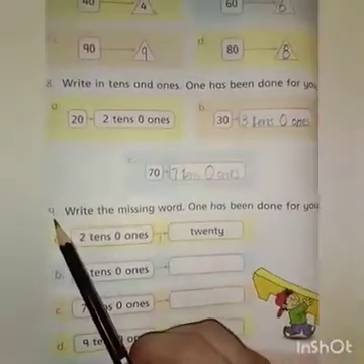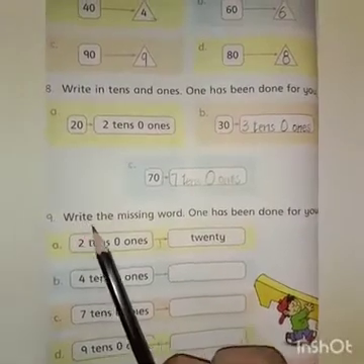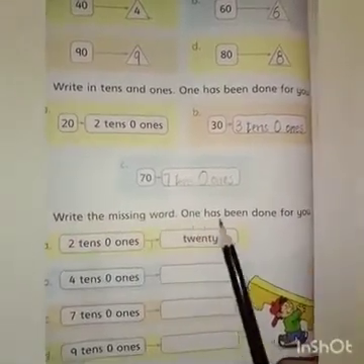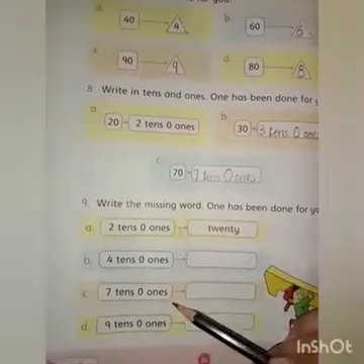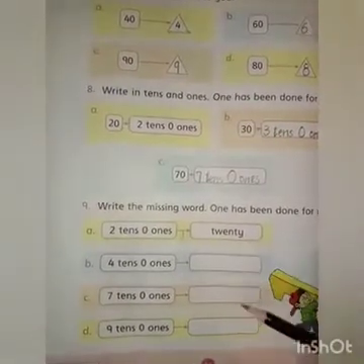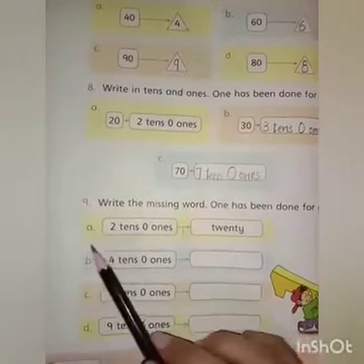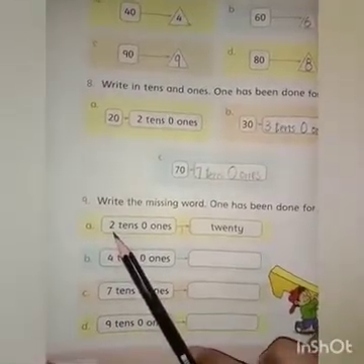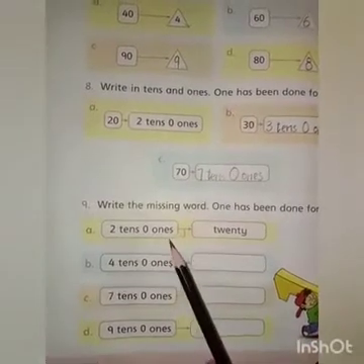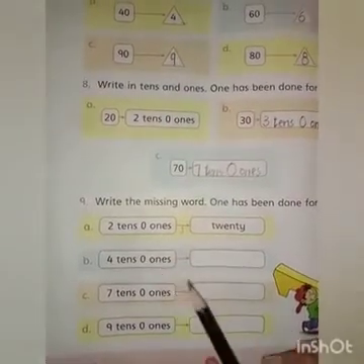Here we have question number 9 and the question is, write the missing word. One has been done for you. Students, here we have some tens and ones. We are going to change them in numbers. The first one is done for our help. Here we have point A. Here we have 2 tens and 0 ones, which make the number 20. Go for the next one.